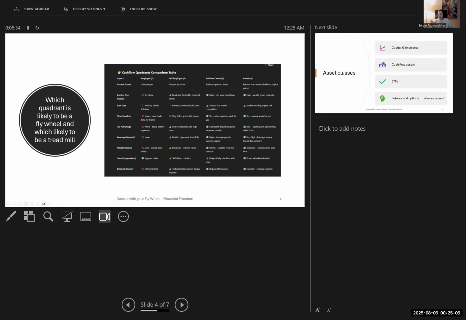Now, this was our first session. We saw the various kinds of quadrants, the cash flow quadrants authored by Robert Kiyosaki.